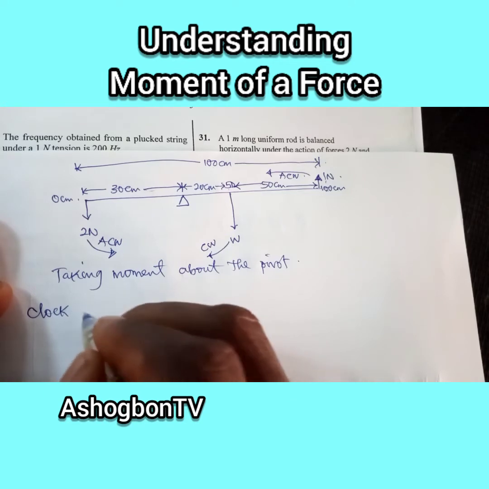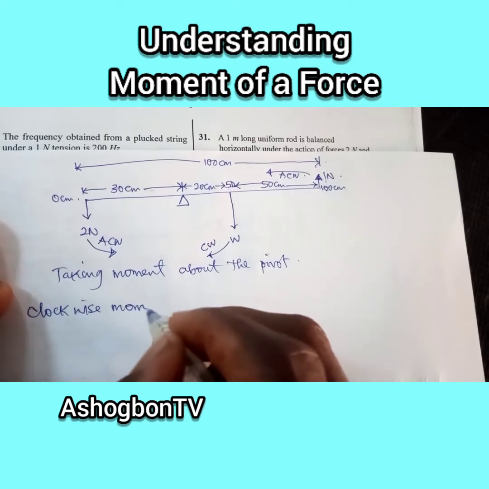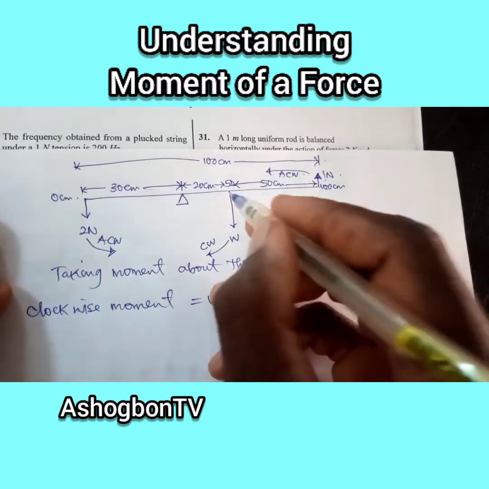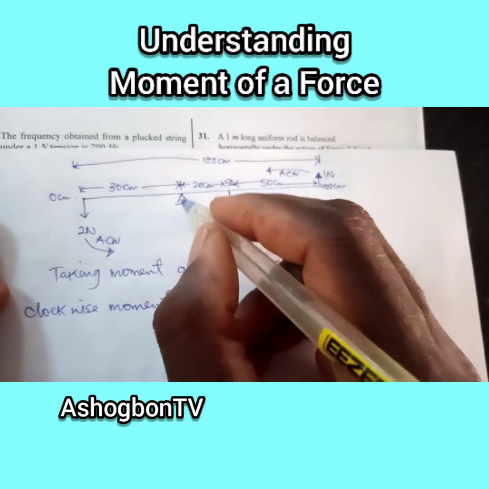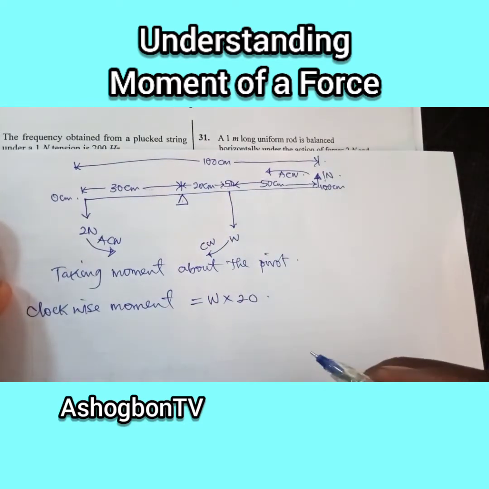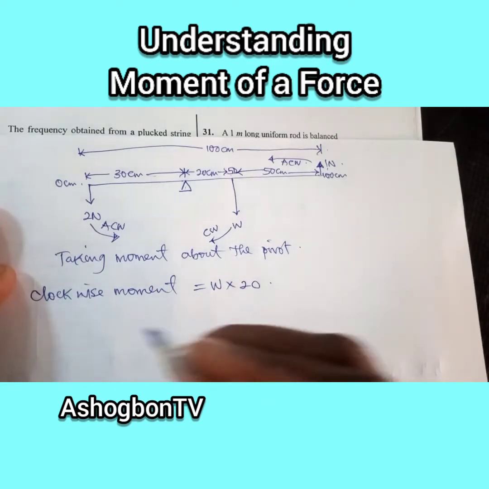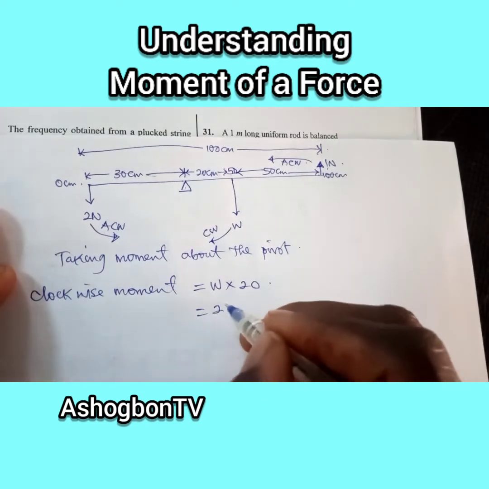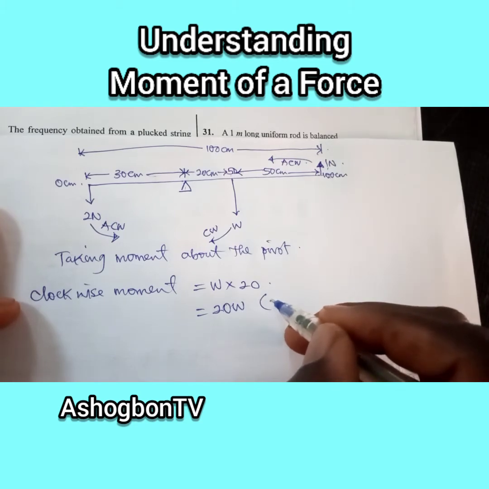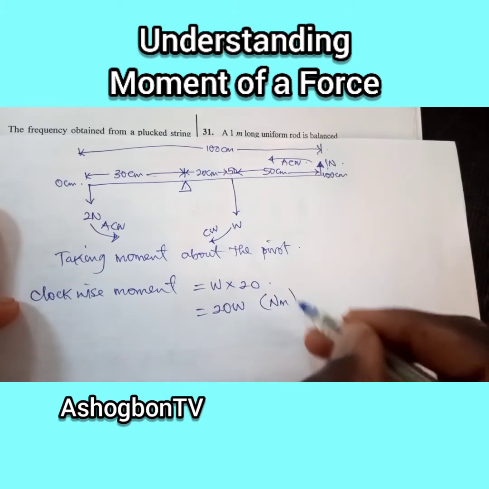Okay, let's calculate clockwise moments. In that case, we are going to have W times the distance of W from where the pivot is, 20. So this will just be 20W. And what will be the unit? The unit of moment is Newton meters.